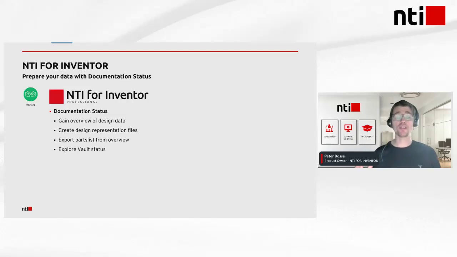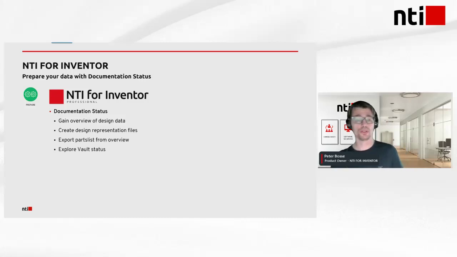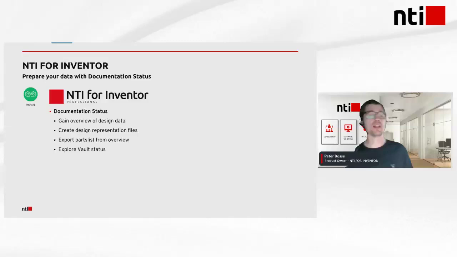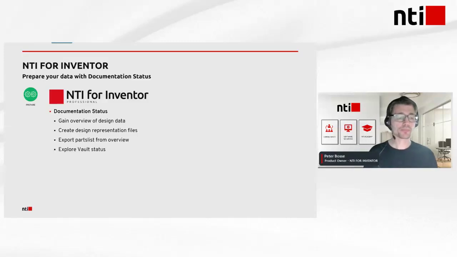In this documentation status, you're also able to get an overview of which part list you have from certain assemblies. So you can also put them into the status. And of course, you are able to see the relation for the Inventor files and the status in Vault. So you have a lot of status symbols that make you get an overview of what you have created in Inventor.